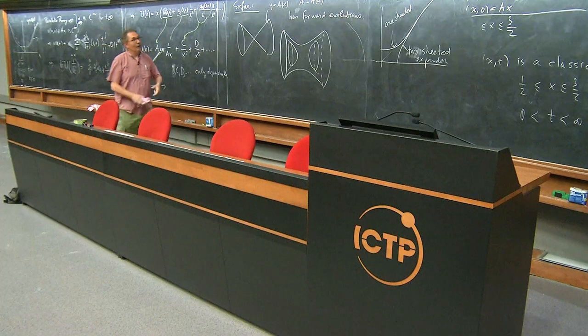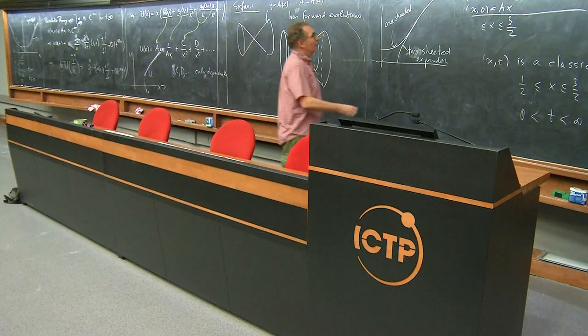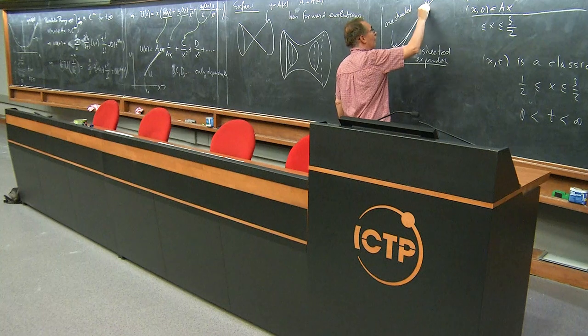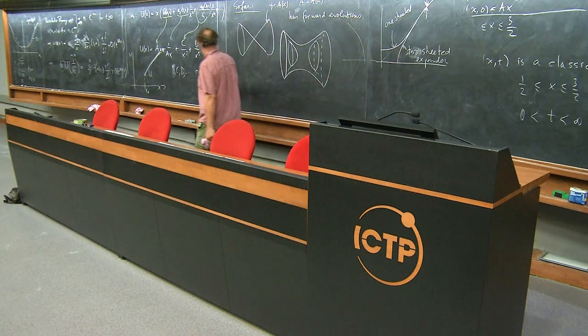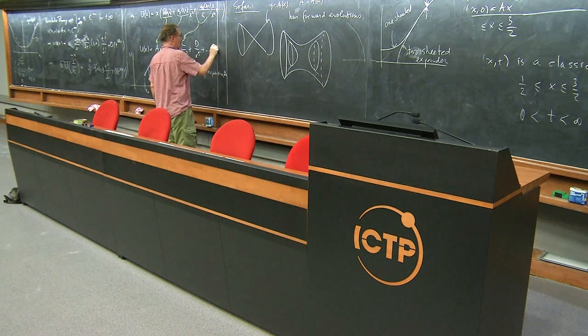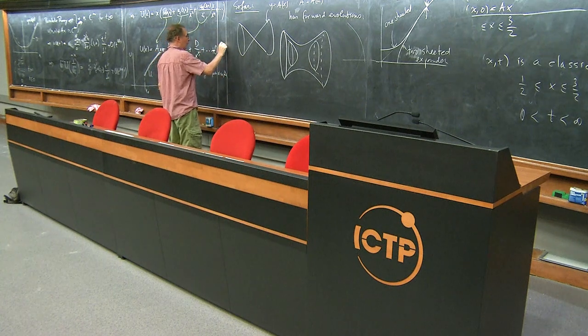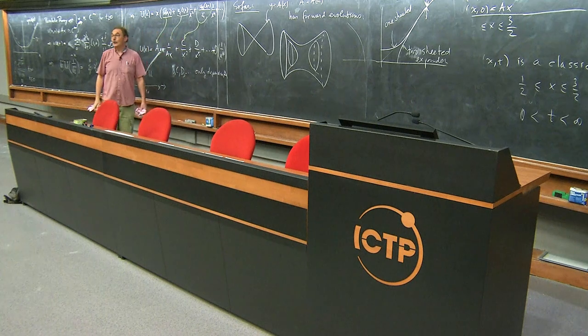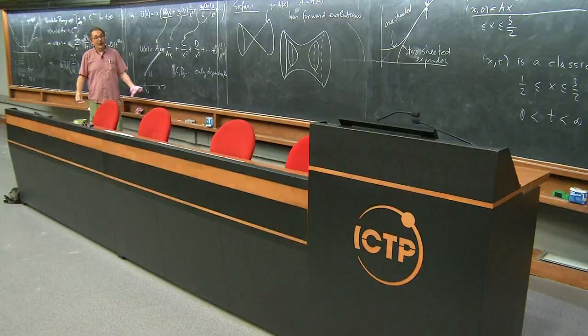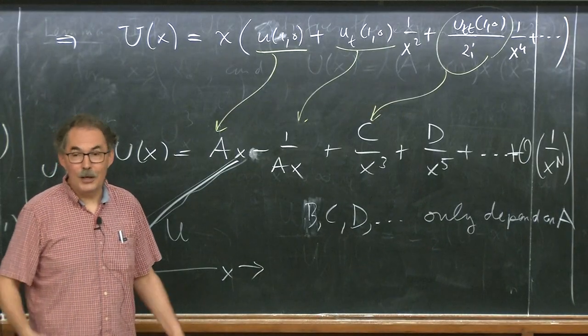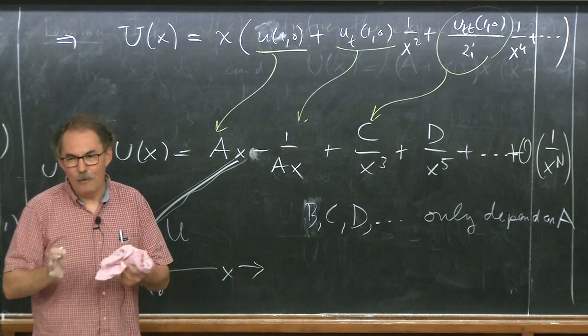So the distance between the two expanders is extremely small. It is of order 1 over x to the n for any n, so that it goes faster than algebraic, because they have the exact same asymptotic expansion. In fact, they go like e to the minus x squared with some coefficient.